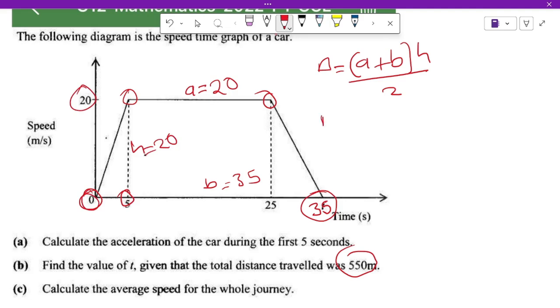Plug in the values. Distance will be equal to, what is a? A is 20 here, plus what is b? B is 35. What is the height? Height is 20.